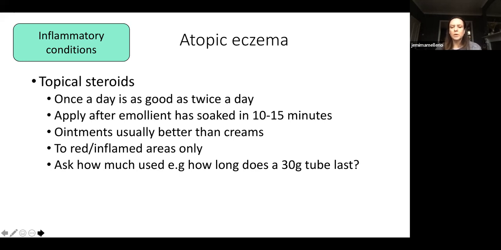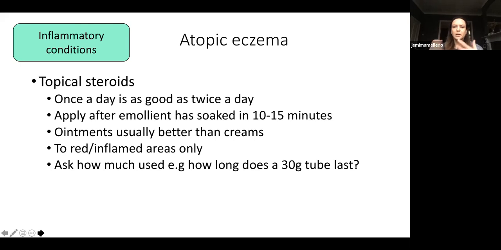And in terms of how much to use, the advice really is to use it so it's a glistening layer, so you can tell that you've been there. But if you want to quantify that, if you squeeze your topical steroid over the last phalanx of your finger, that's called a fingertip unit, and that is sufficient topical steroid to cover that much surface area of skin. So that gives you a good idea.